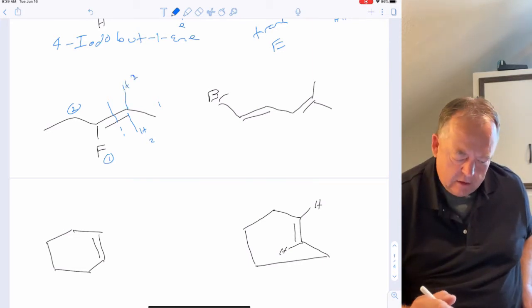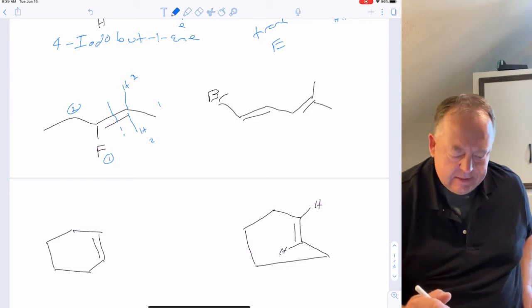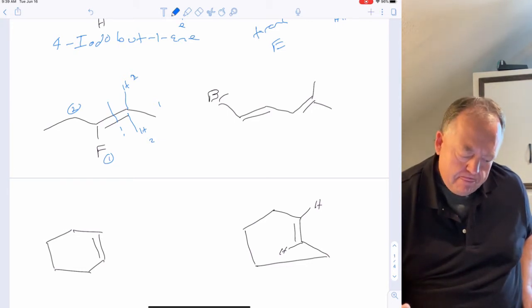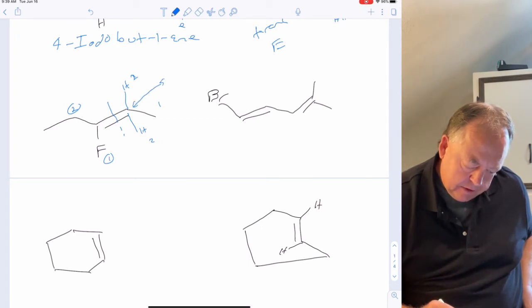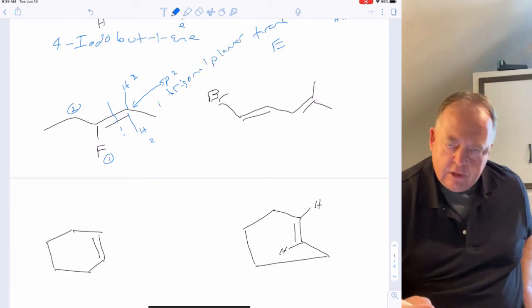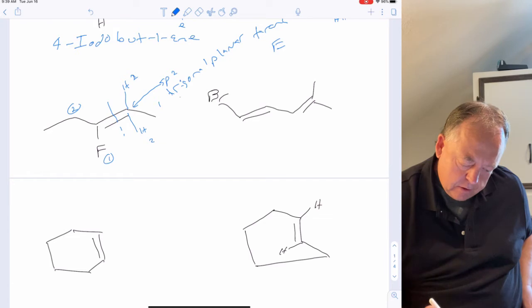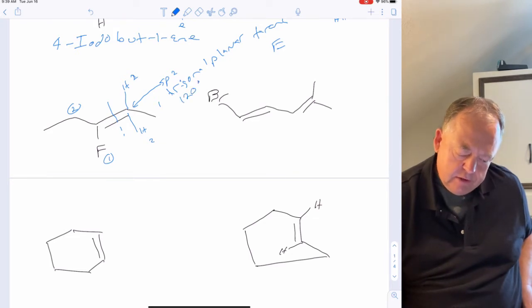And if you did that, then the ones would be on the same side, and that would be cis. So where's the hydrogen at? Well, if you understand what the geometry is around that carbon, it's sp2 hybridized, right? So it's trigonal planar. So what are the bond angles if it's trigonal planar? The bond angles are 120 degrees.